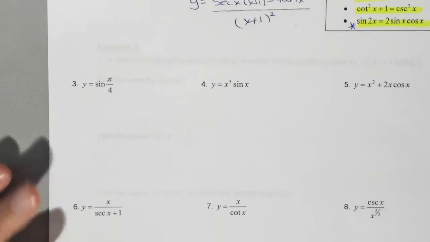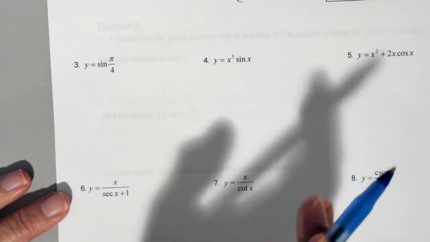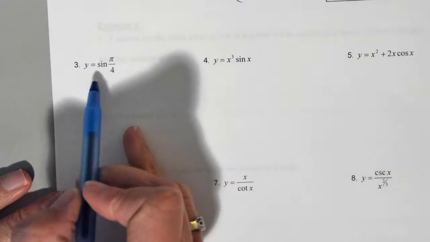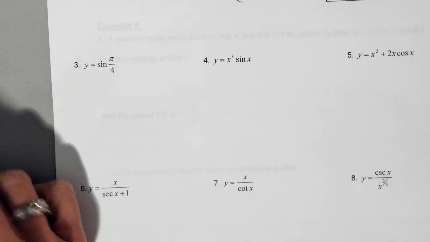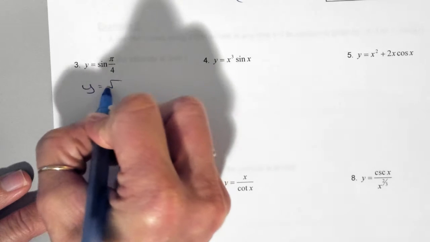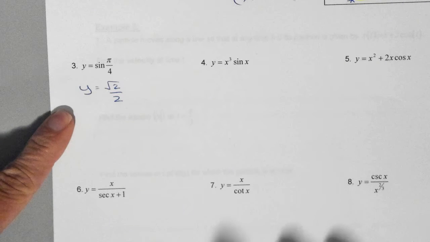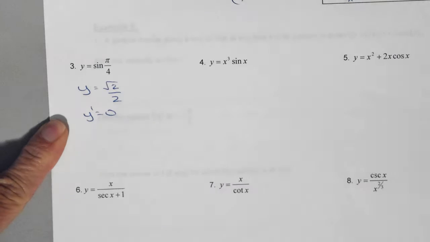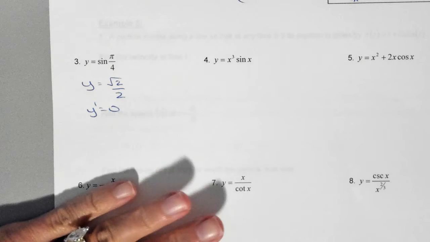Let's take a look at 3. Whenever you can simplify one of your problems before you take the derivative, it might make your life a lot easier. Can I simplify the sine of pi over 4? Square root of 2 over 2. So now what we have is y is equal to the square root of 2 over 2. Just classify it when you're taking the derivative. What is it? It's a constant. So what's the derivative of a constant? You're done. So if you can simplify, definitely simplify.